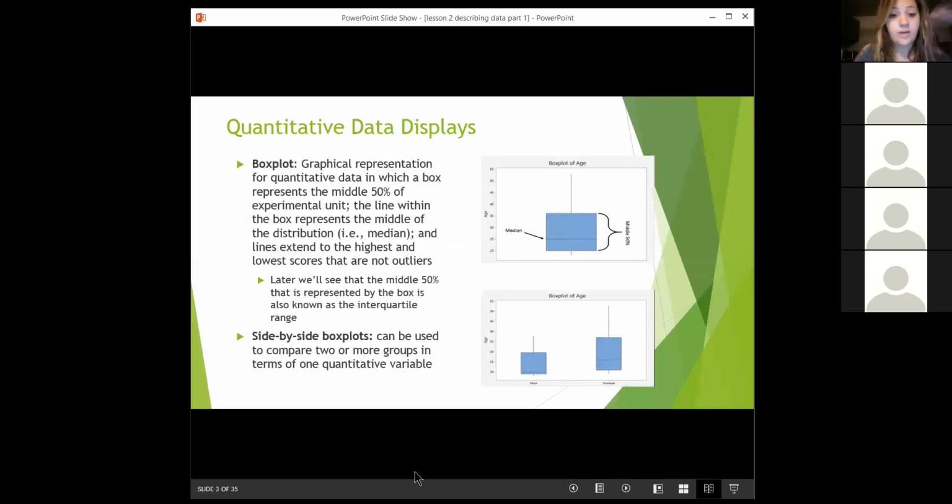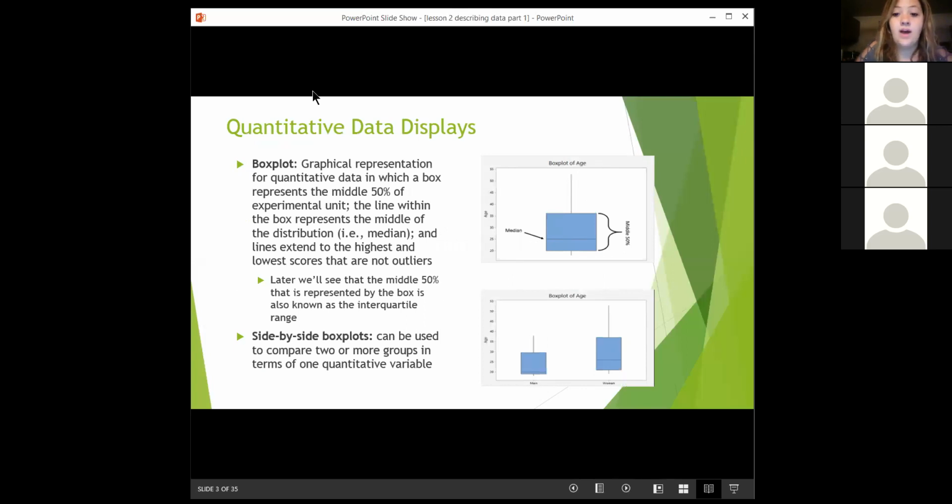Okay, so first we're going to talk about quantitative data displays. So these are going to be displays that you would use if you had data that involves numbers. So you wouldn't ever put categorical data on these, so these are just things to keep in mind. And we'll do a few questions, but you want to make sure that you understand the difference for these.